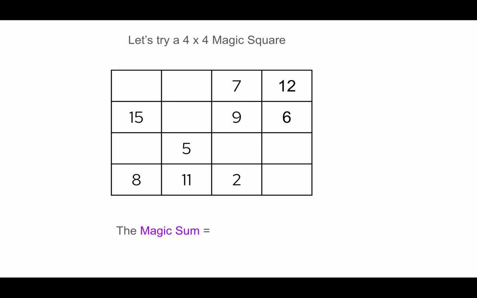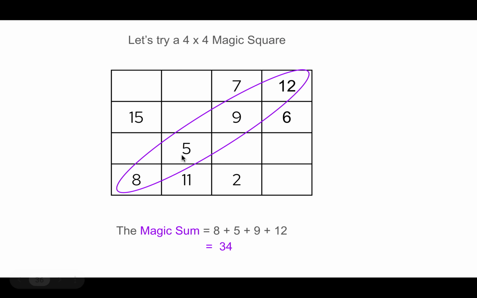Now let's try doing a magic square, but this time we're going to do a 4 by 4. And let's see what our magic sum would be. Oh, I see the diagonal here. So we're going to add 8, 5, 9, and 12, and the sum is going to be 34. Now let's try this missing one. It's going to be 16 because 9 and 7 and 2, if we add those together, is 18, and 18 subtracted from 34 is going to be 16.